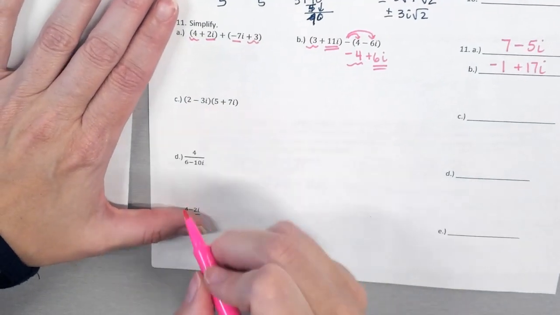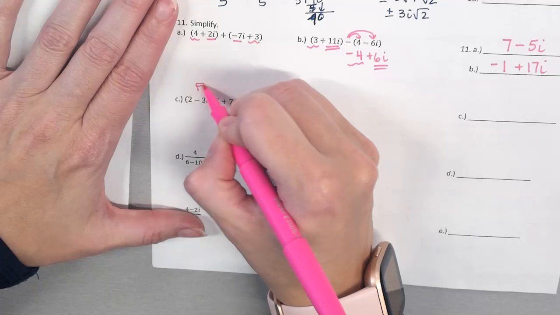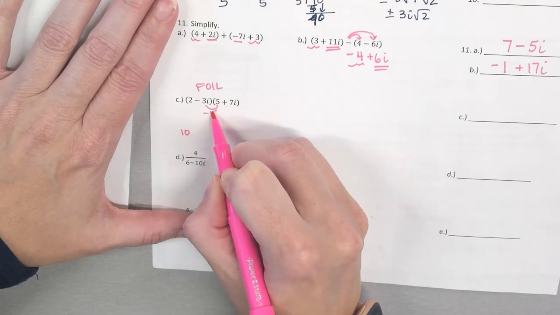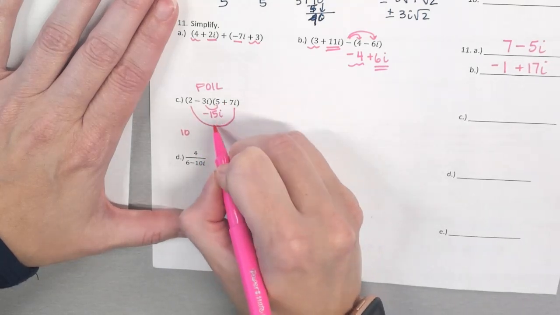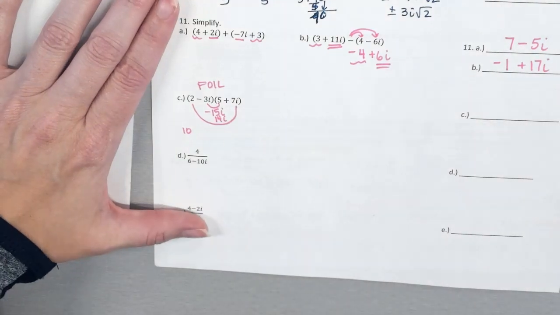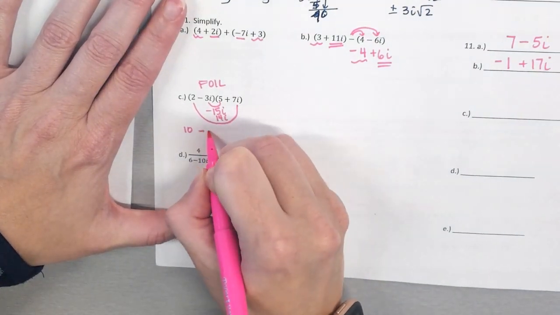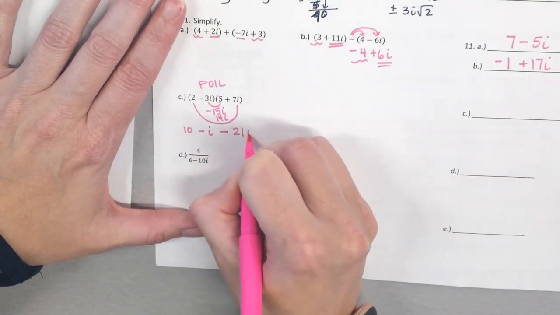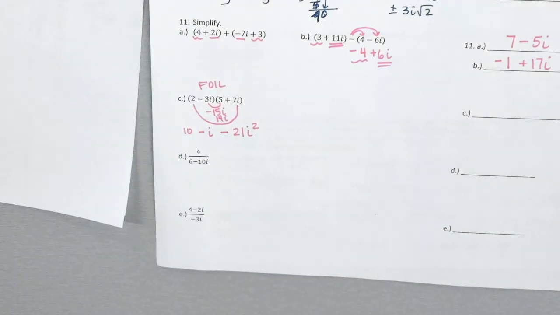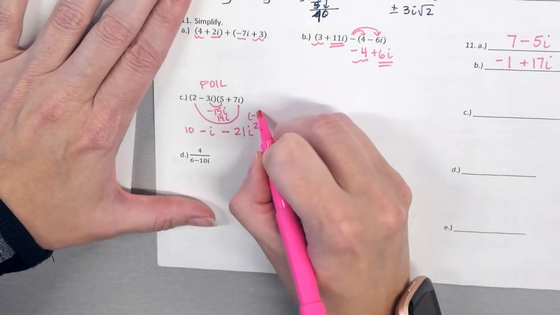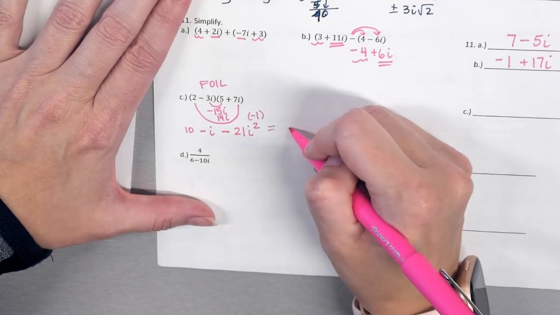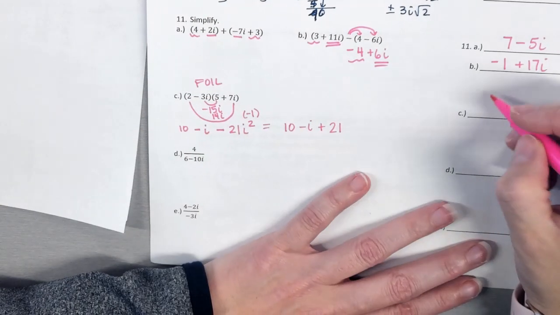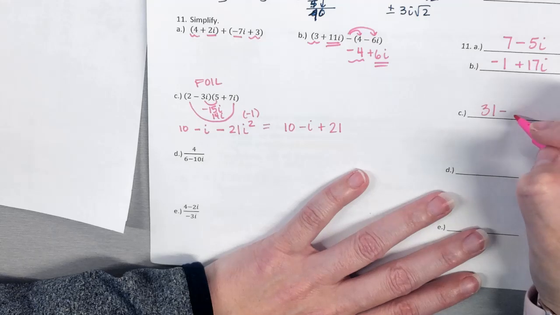Okay, and then for C, you are going to FOIL. Okay, so 2 times 5 is going to be 10. I like to do the inside and the outside together so that I can combine my like terms. Okay, so -15 plus 14 is -i. And then negative 3 times 7 is negative 21. i times i is i squared. And then you're going to plug in negative 1 for i squared. Okay, so you have 10 minus i plus 21, which is how you get your 31 minus i.